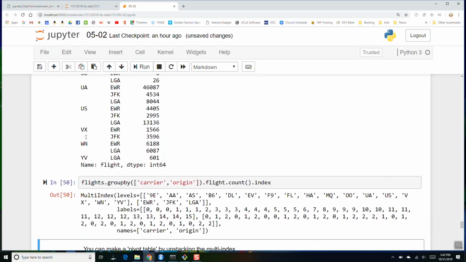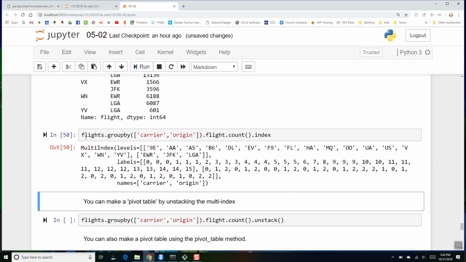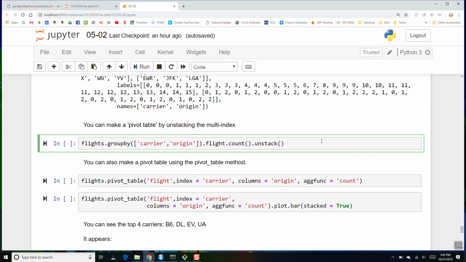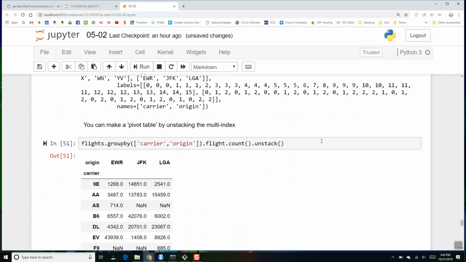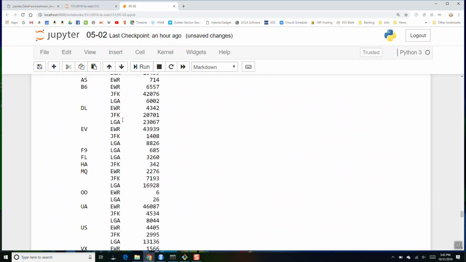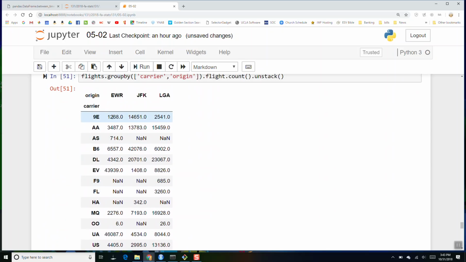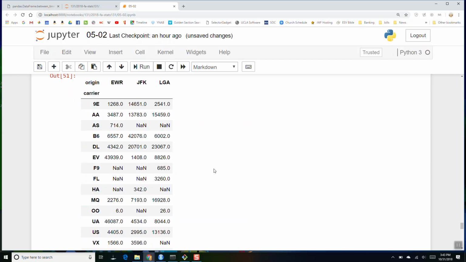And so what you can do is basically run a spread. Rather than gather, you can spread the data, which is what we would use in tidyr. In pandas, we use the command unstack. Unstack will take the second level of the index and unstack them. And so 9E has 1268, 14651, and 2541 spread out there. And if there's no values, like for AS, then you get the missings, the nans. And that's why everything here shows up as a float as well.